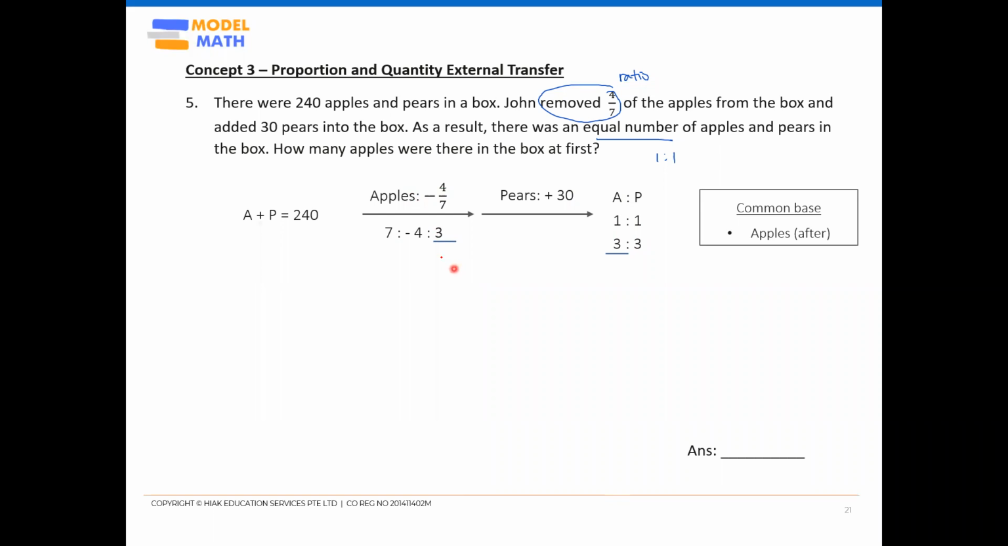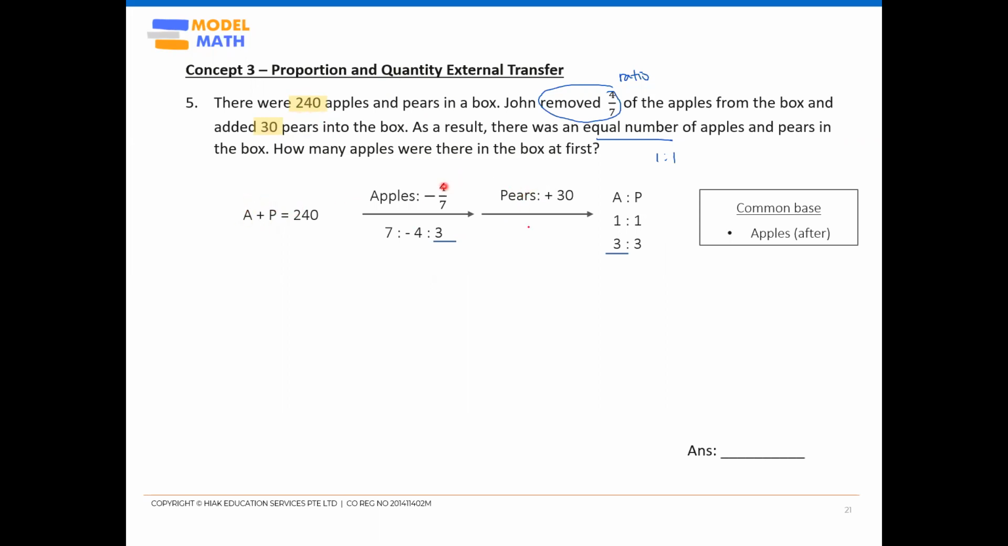Now, once this is done, we would like to solve the question using the usable value. Now, you have 2 usable values here, okay? So notice that I have 240, I have 30. Now, which one will be more useful to help me move on to solve the question? Okay, 30 is purely for the pears. However, 240 is for both the apples and pears.